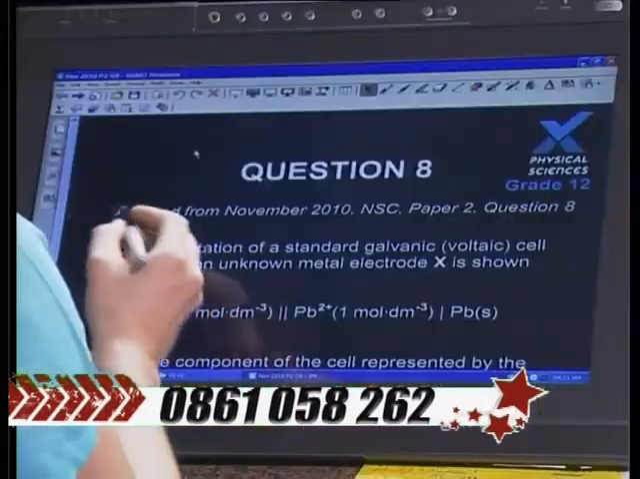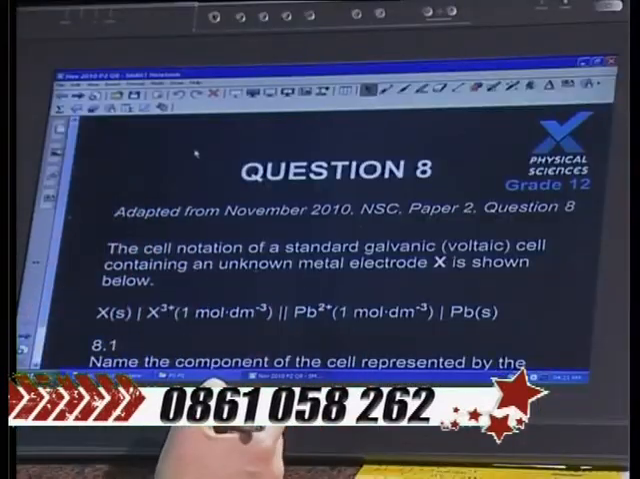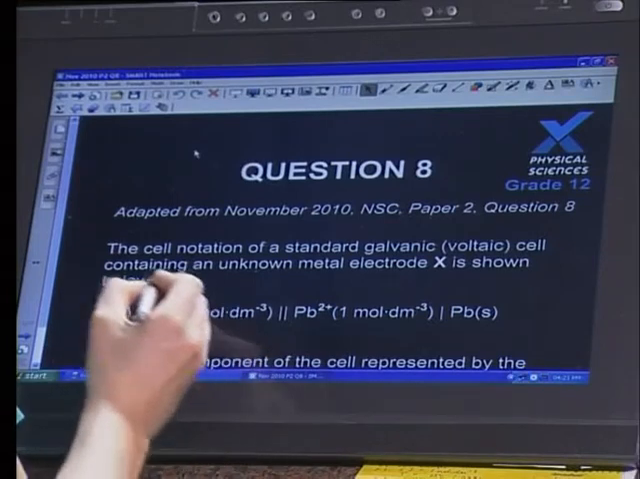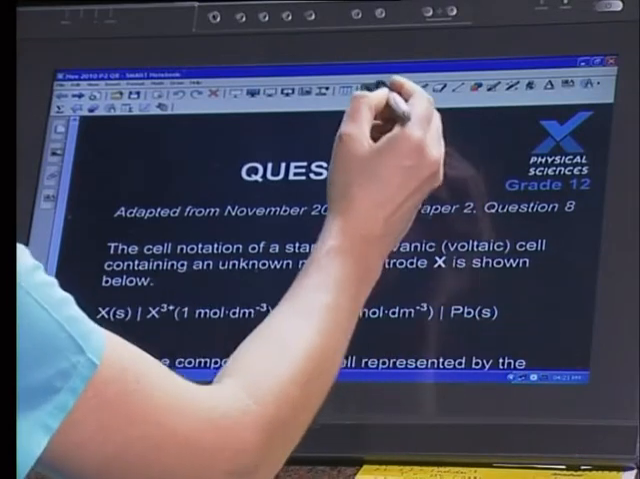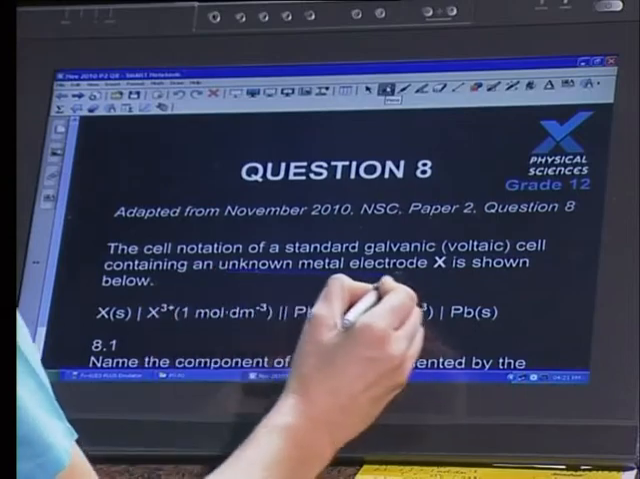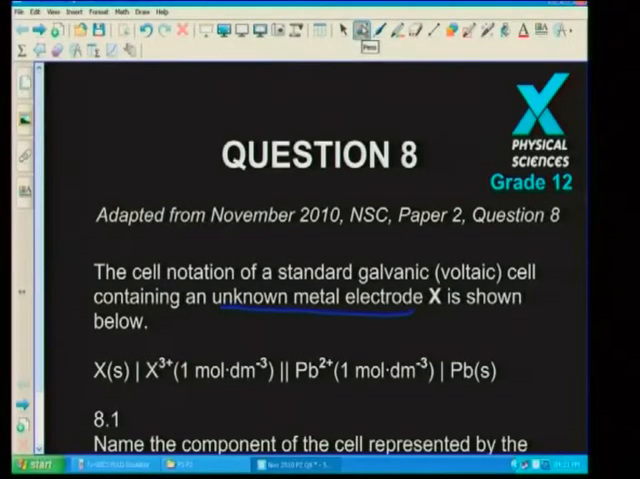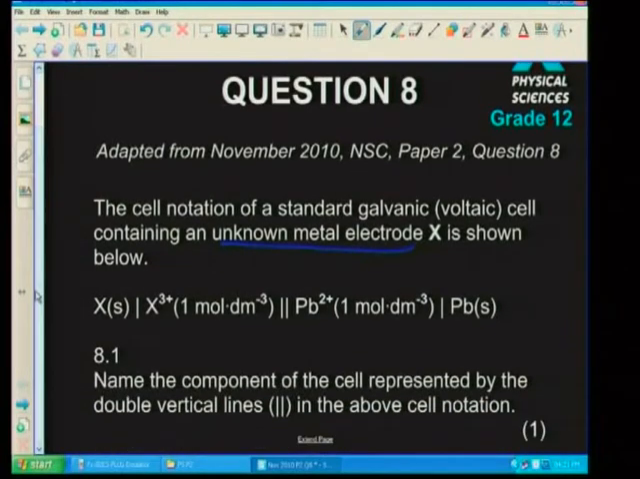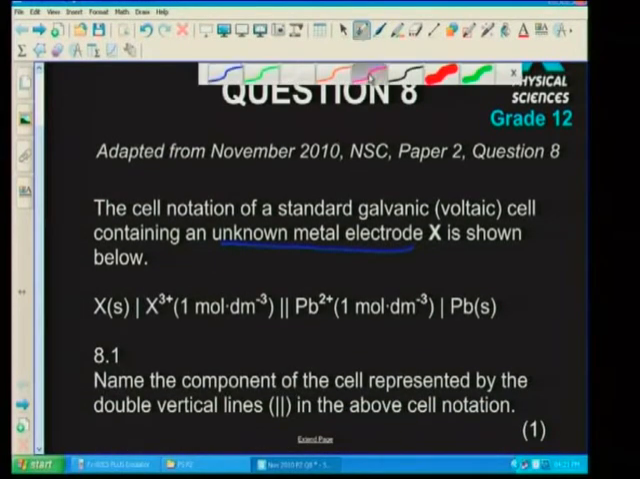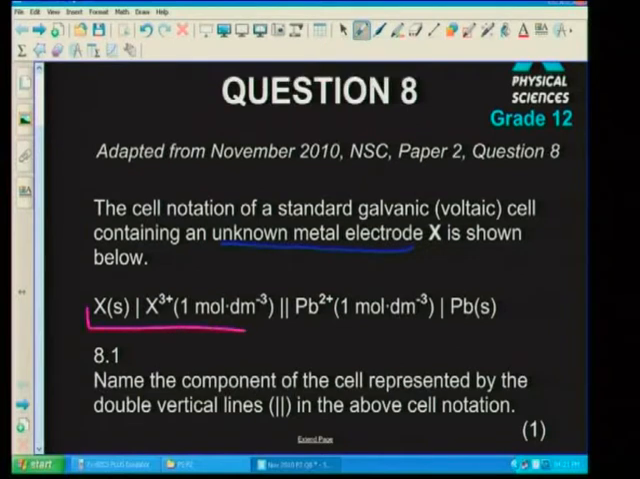Now, they tell us that the cell notation of a standard galvanic or voltaic cell contains an unknown metal. Let's just get a pen over there. An unknown metal with an electrode X, which is shown below. So if we look over here, this is the notation that they've given us. So we can see here's the one side of my cell with my unknown electrode. It's indicated as an X. And on the other side of the cell, we work with lead.